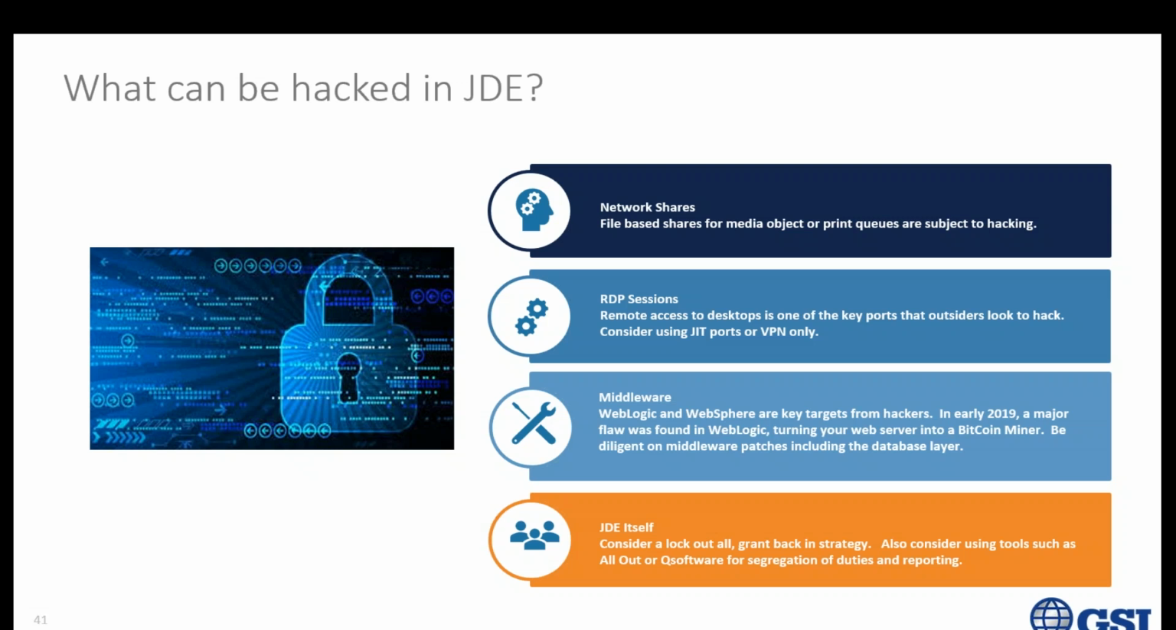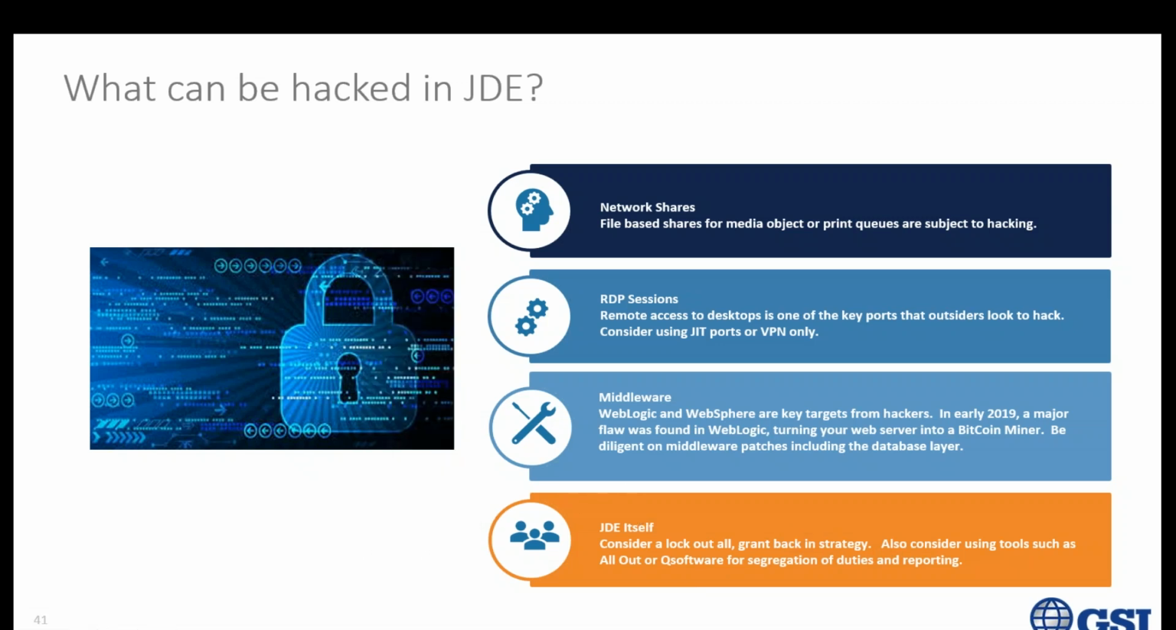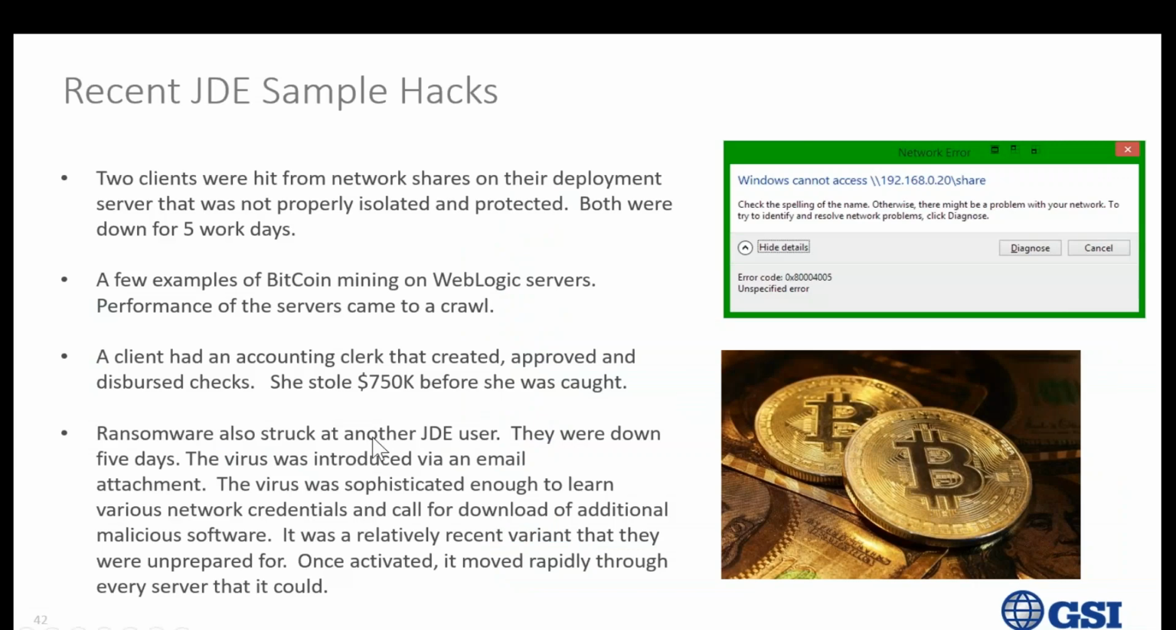Another thing, JD Edwards itself has, you might want to consider a lockout all, grant back in strategy. You know, maybe consider using Alloy or Q software for segregation of duties and reporting. That's good advice if you're leaving everything open. And I'll talk about a couple more examples here.